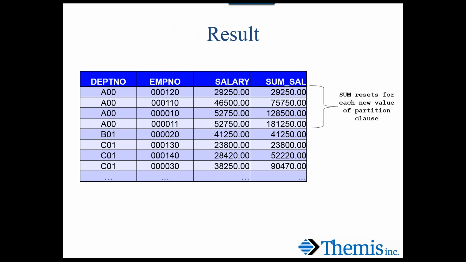So the first four people work in department A00. Right? We're getting a running total of all of their salaries, and then the partitioning clause kicks in. And for B01, we start over. And C01, we start over again. And you see that running total goes until we hit a new department, and when we get a break, it starts over. So by combining that partition by clause and the order by in the over, I've developed a control break process that's keeping a running total of my payroll for these people.